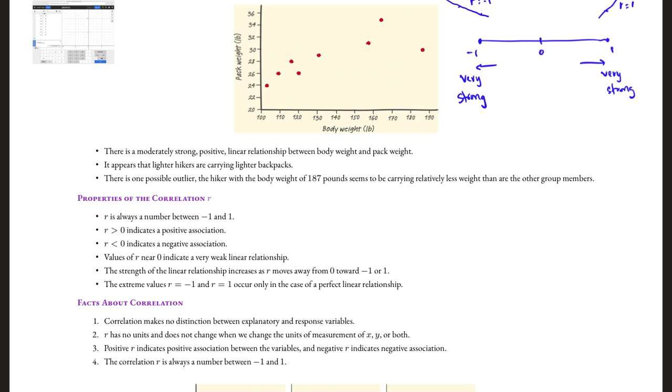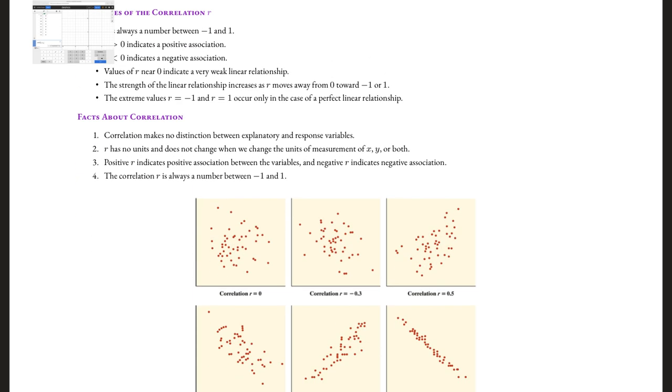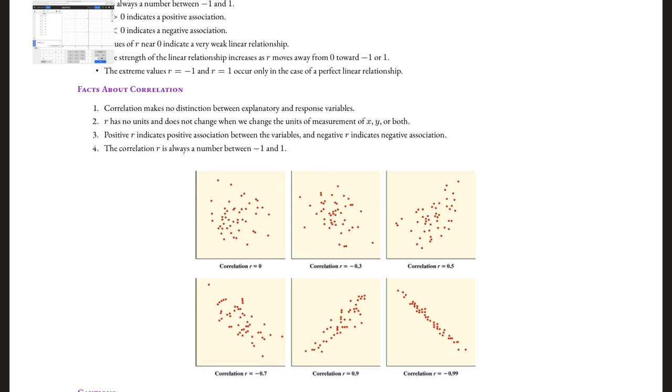Positive R indicates positive association, and negative R indicates negative association. And R is always a number between -1 and 1 inclusive. And most importantly, the correlation coefficient R is used for linear association only. Examine these 6 scatter plots.